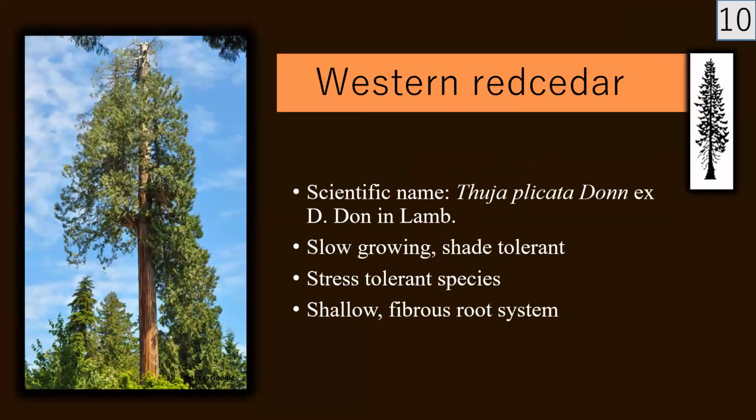The next tree, Western red cedar, is a slow-growing tree species, and it's shade-tolerant compared to Douglas fir, which is a fast-growing and shade-intolerant species. And Western red cedar is also considered a stress-tolerant species, and it's seen to have shallow fibrous root systems.